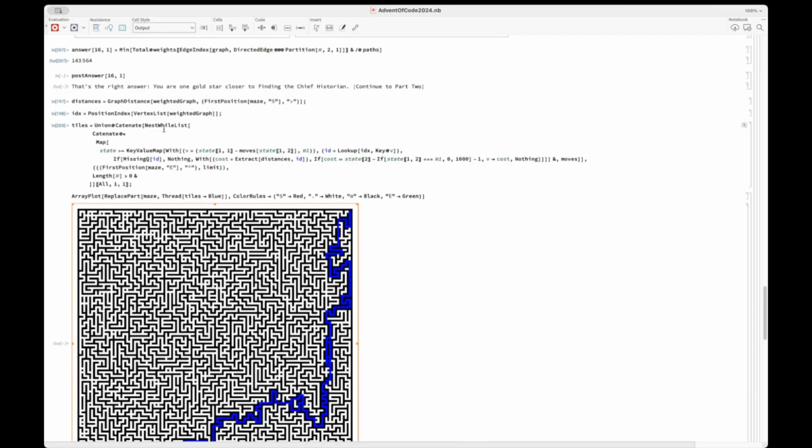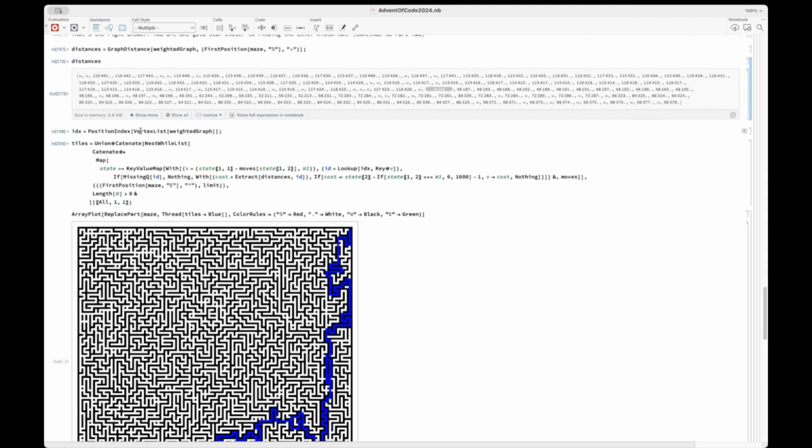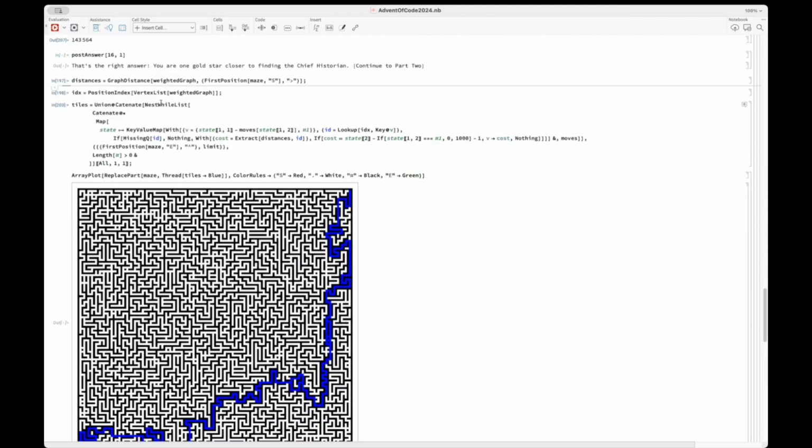And I found it using some straightforward computation again on the weighted graph. I think I computed all the distances from the start to all the possible points that you can reach. And as soon as you have those, you can use them to extract the costs and do some basic traversal.